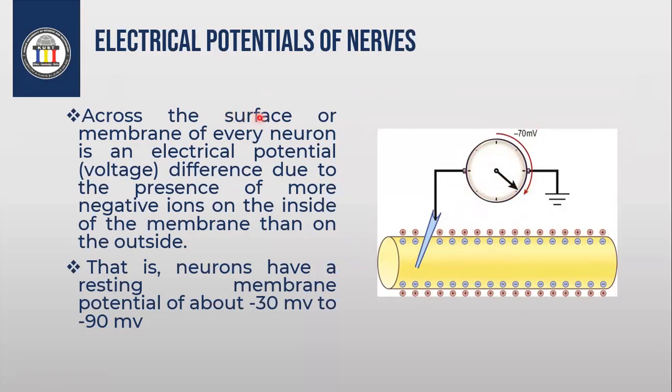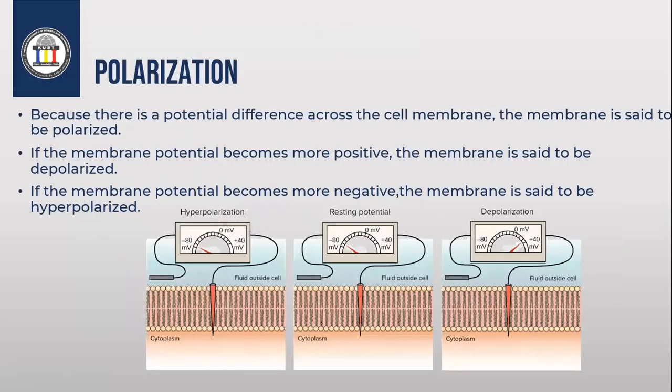So across the surface or the membrane of every neuron is an electrical potential difference due to the presence of more negative ions inside the cell membrane and more positive outside the cell membrane. This potential difference is about minus 30 millivolt to minus 90 millivolt. And because there is a potential difference across the membrane, the cell will be polarized. So when inside is minus and outside of the cell is positive, we name it polarization.